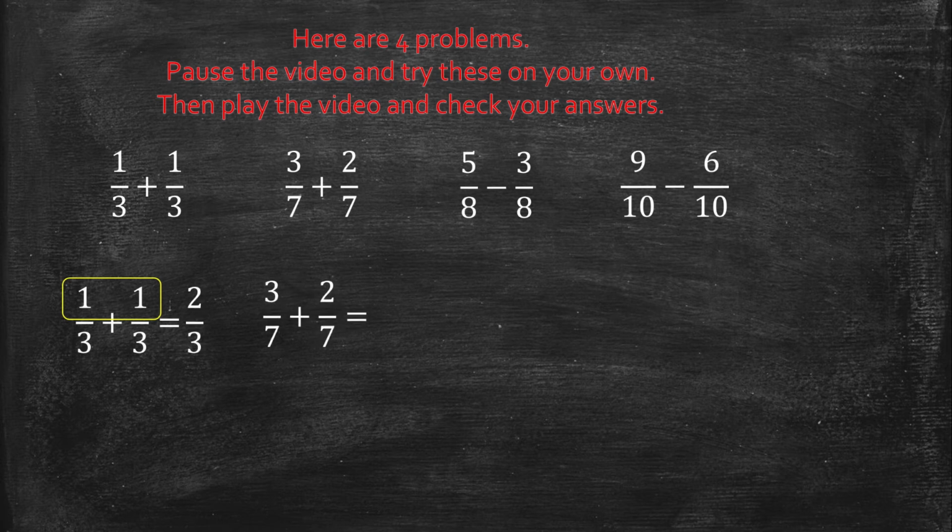For the second problem, we still have an addition sign. So we have to add the two numerators. So 3 plus 2 is 5. The answer is 5/7.